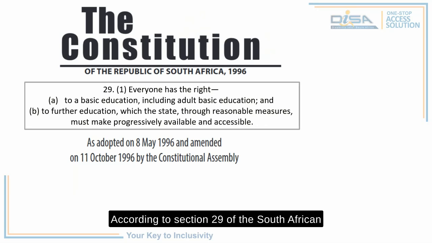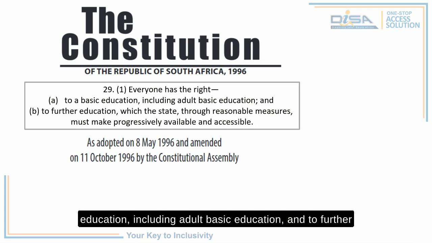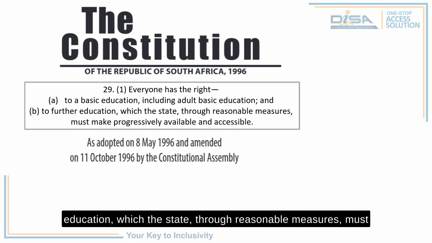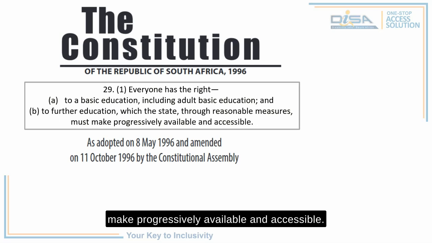According to Section 29 of the South African Constitution, everyone has a right to a basic education, including adult basic education, and to further education, which the state, through reasonable measures, must make progressively available and accessible.